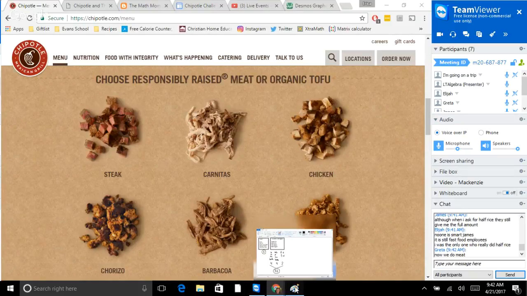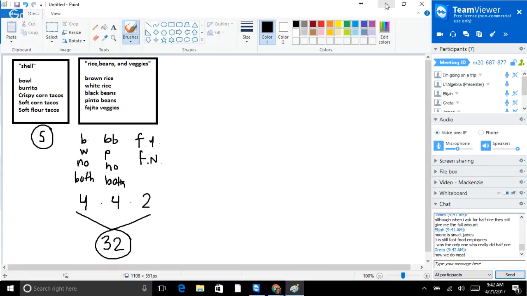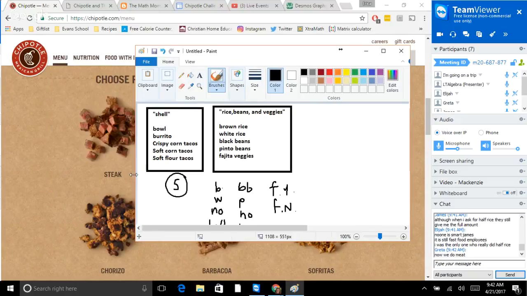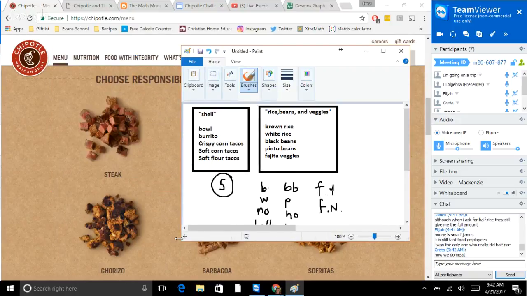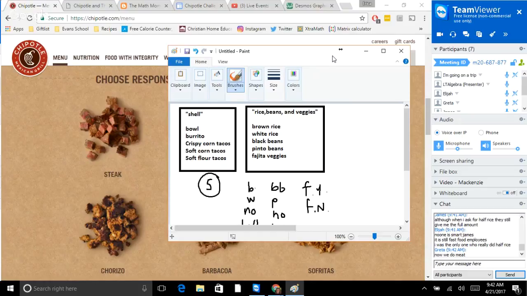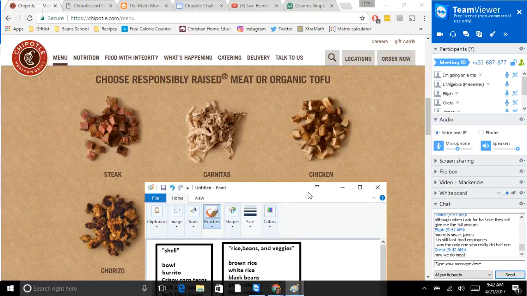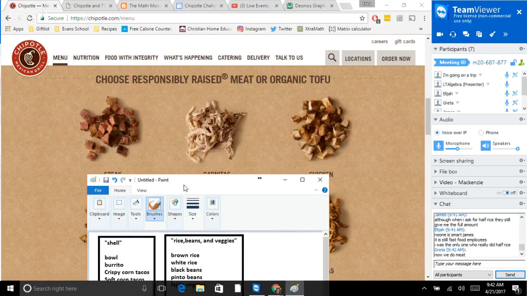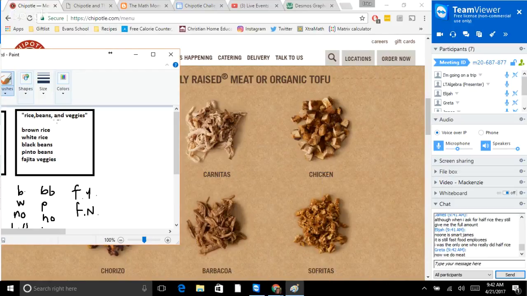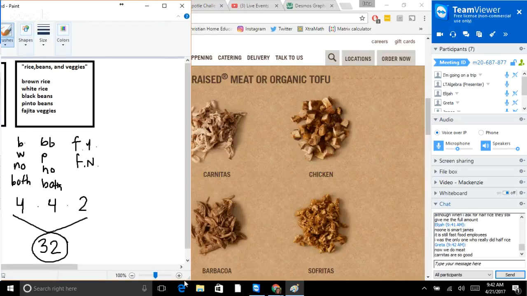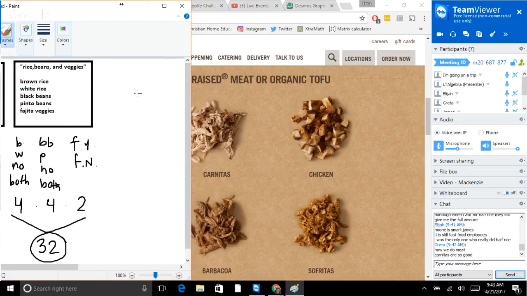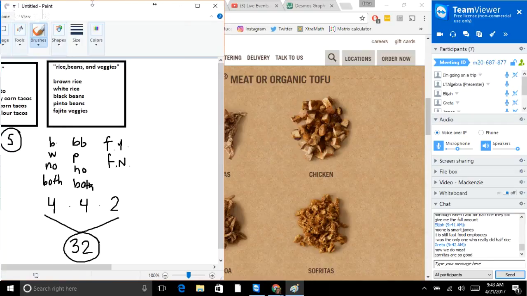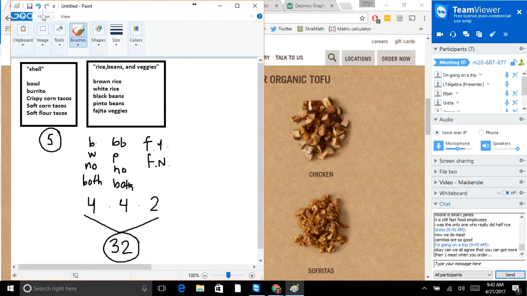Okay, so let's go back to our little chart here. Let's make a meat choices. I'm going to have to copy off of here because I'm not going to be able to spell carnitas. I can spell steak though. I can't even pronounce a lot of these things. All right, so while I'm typing these choices out, you guys as a group are going to have to decide.